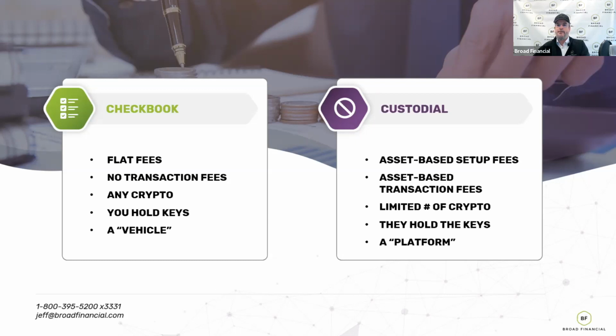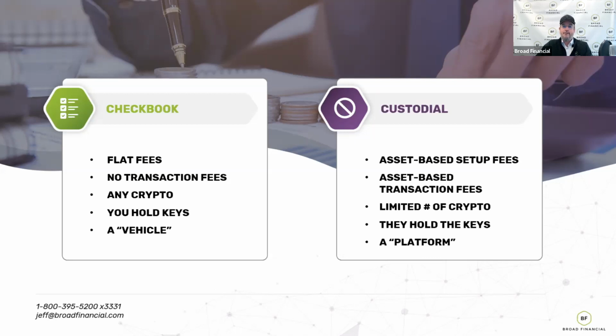There's a limited number of cryptos in any custodial plan. You cannot choose which crypto goes onto an exchange. They tell you which exchange, and whatever that exchange has, that's it. Or they create the platform. They hold the keys. There are no private keys.